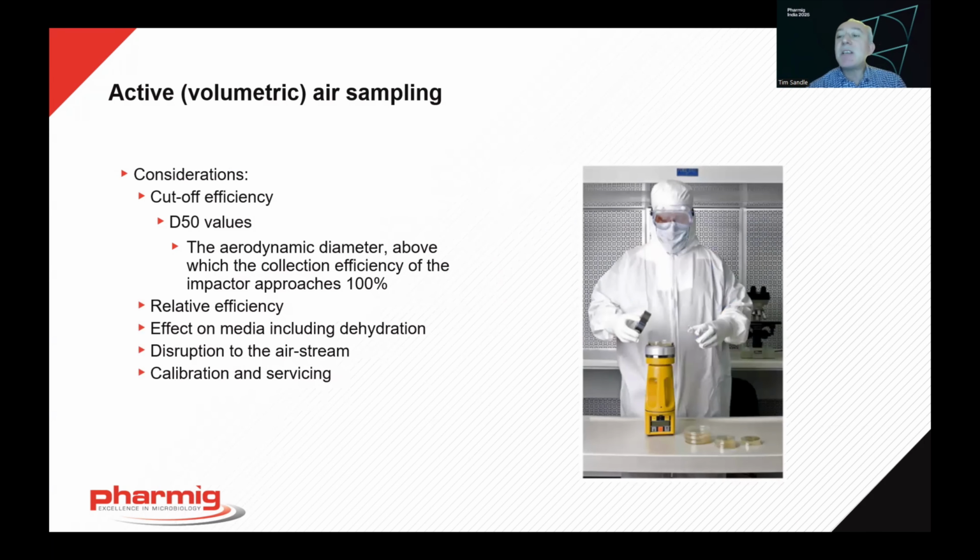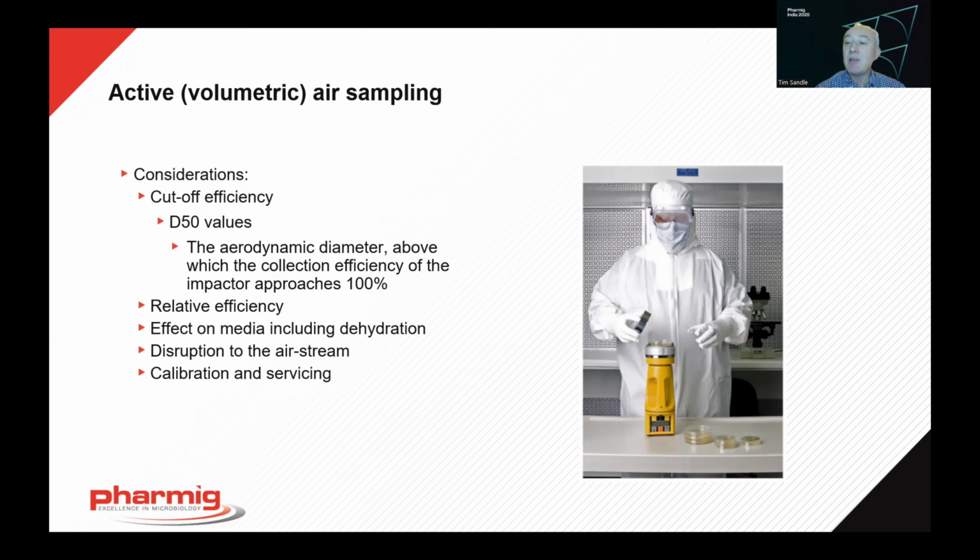Okay, so let's consider some of the specific environmental monitoring methods. I mentioned earlier that we can't be too reliant upon detection. So the first thing to bear in mind is that not all active air samplers are the same. The suitability of an active air sampler is based on its D50 value. The D50 value is the given particle size at which we are confident that our air sampler will pick up 50% of the particles passing through it.